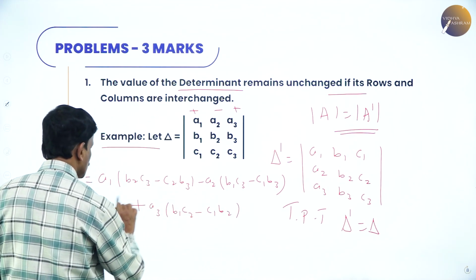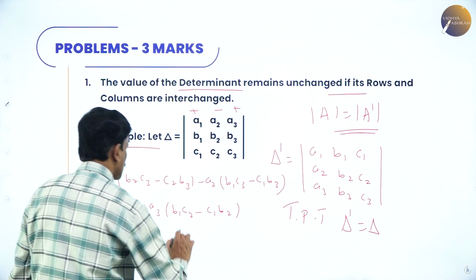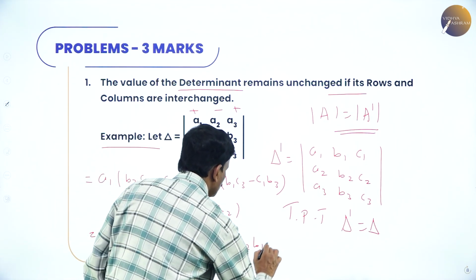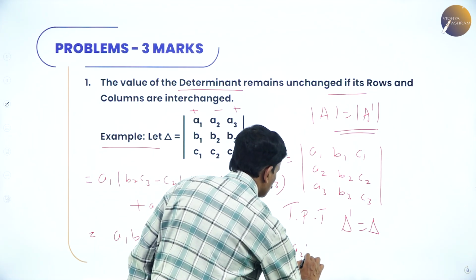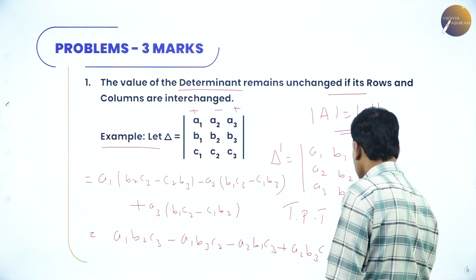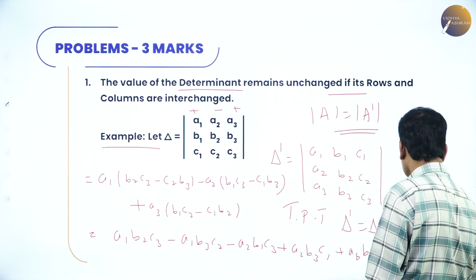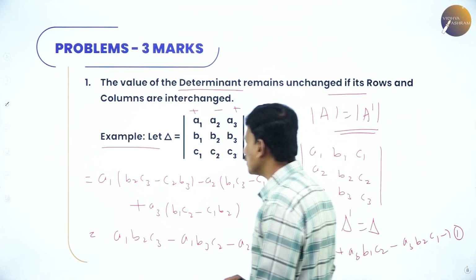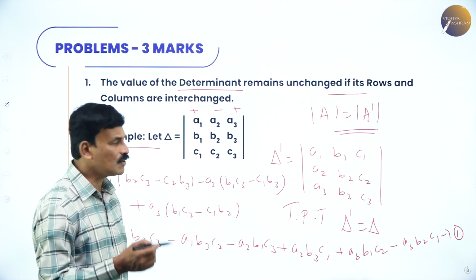Now, simplify this. This can be written as A1 B2 C3 minus A1 B3 C2, again minus A2 B1 C3, minus into minus plus A2 B3 C1, and lastly A3 into B1 C2 can be written as plus A3 B1 C2, again minus A3 B2 C1. Now, let us represent this as equation number 1. So, this is the value of delta. The value of delta is equal to this much. Now, move on to the second part.